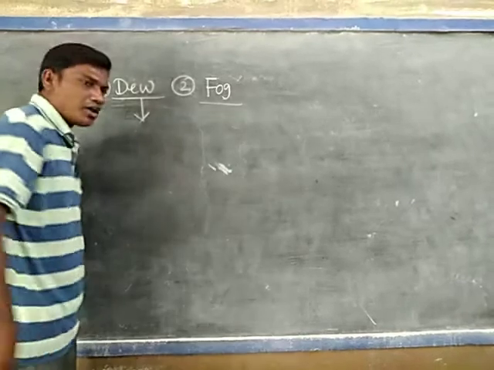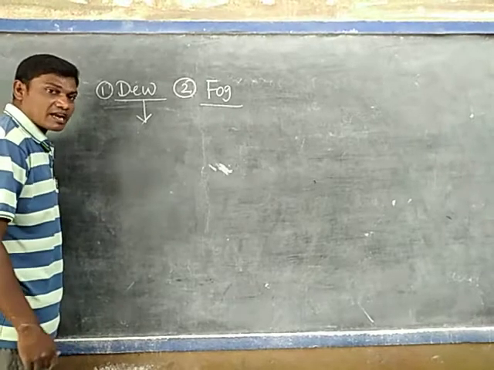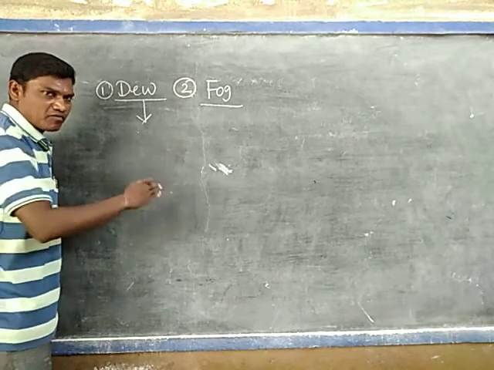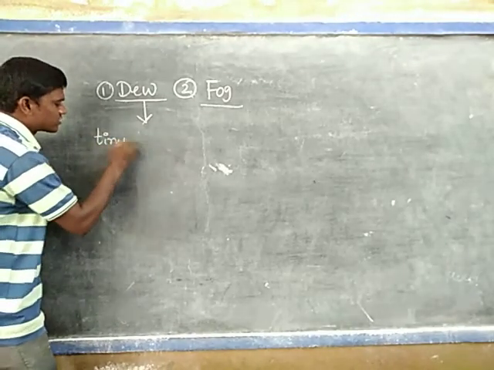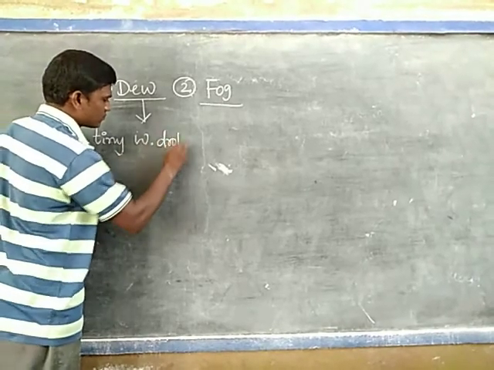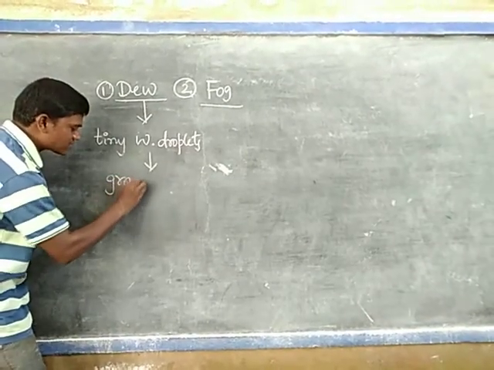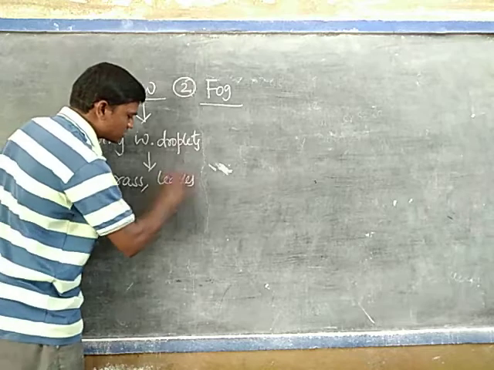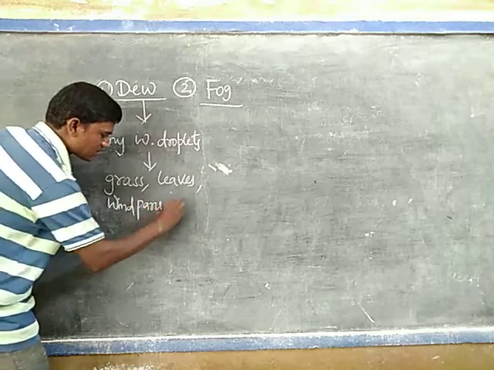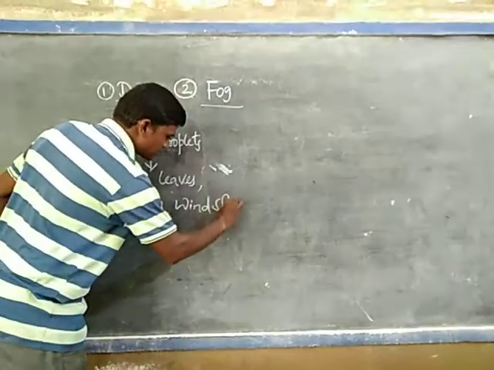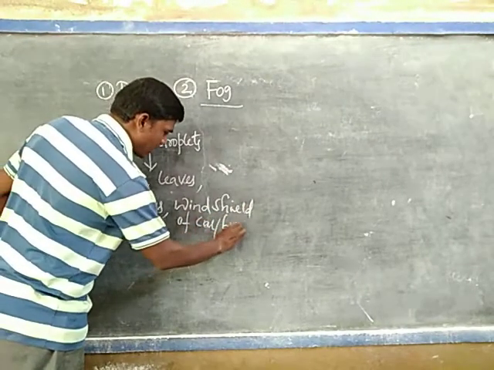Generally, during the winter season, we observe, mostly in the early morning, at 5 to 6 a.m., tiny water droplets. On which things are we seeing them? On grass, leaves, window panes, the windshield of a car or bus or any other thing.